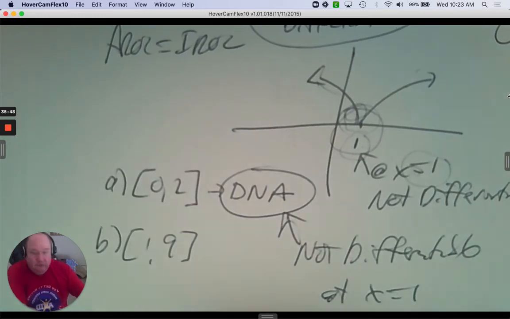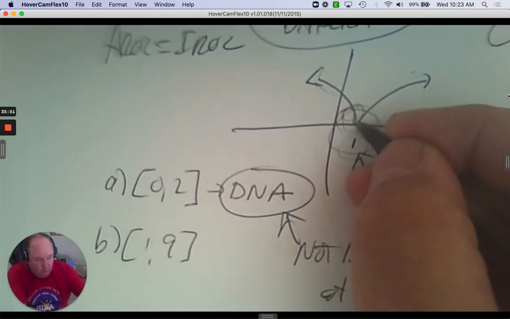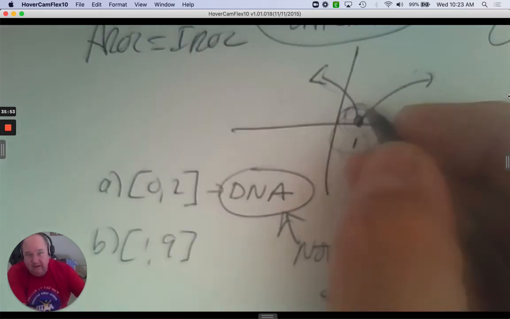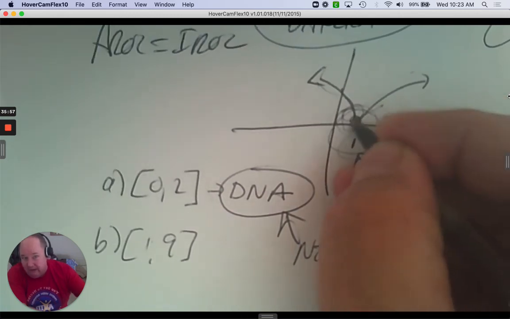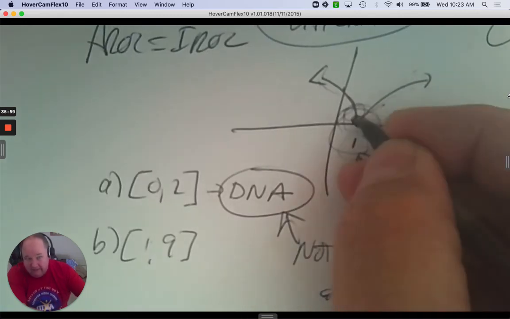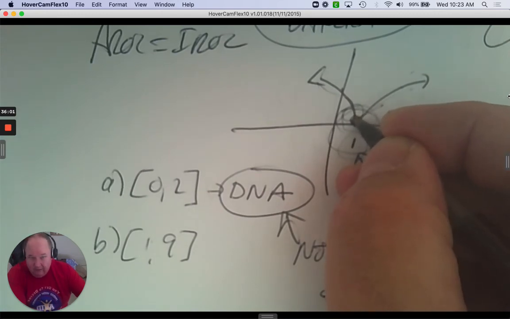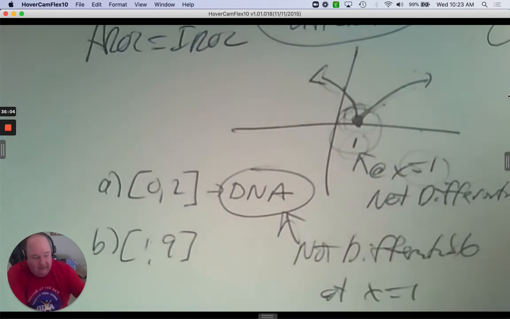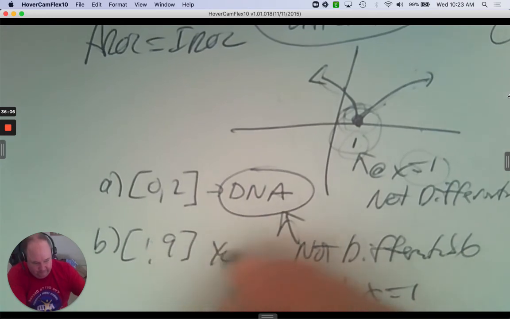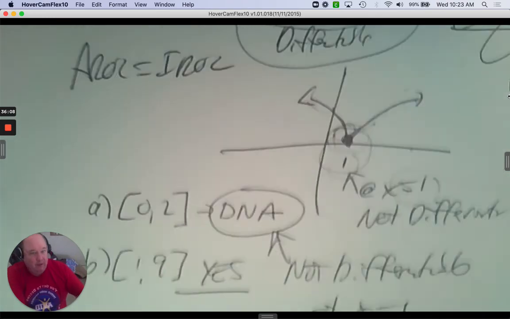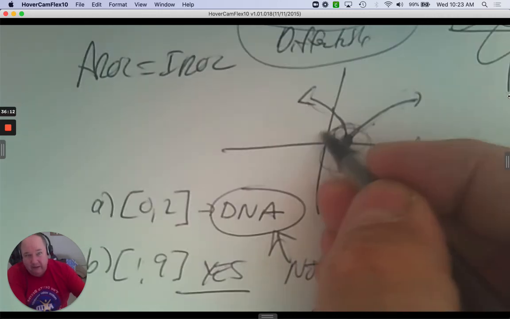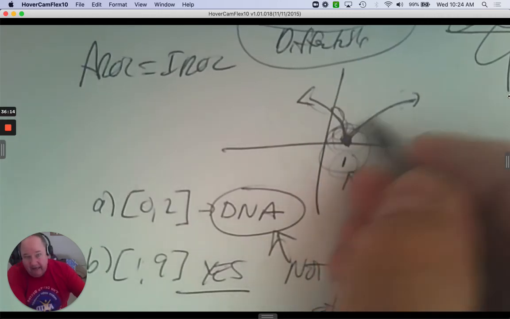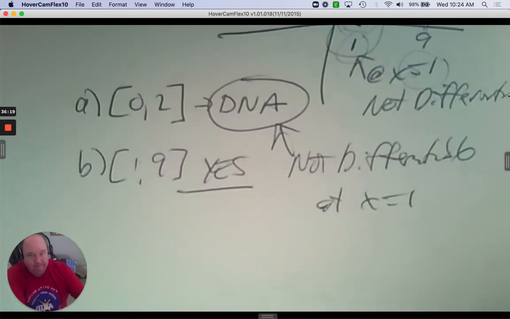Because we're starting at 1, going to 9, we're not involving the left and the right. It's just starting at 1, going to the right. So because it's starting at 1, going to the right, it then does apply. So from 1 to 9, it is continuous and differentiable. Because we're not involving the left and the right, then differentiability doesn't come into play. So this one is yes.